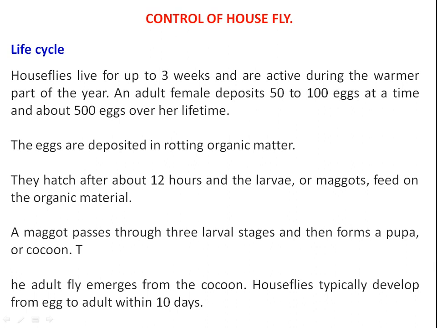A maggot passes through 3 larval stages and then forms the pupa or the cocoon. The adult fly emerges out from the cocoon as a housefly and typically develops from the egg to adult within about 10 days.